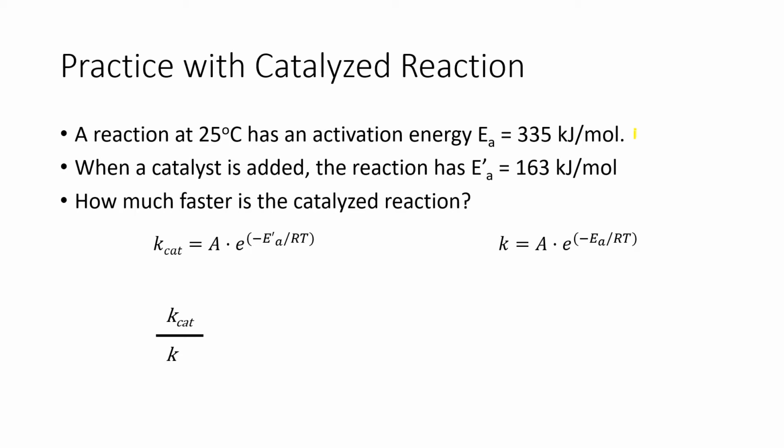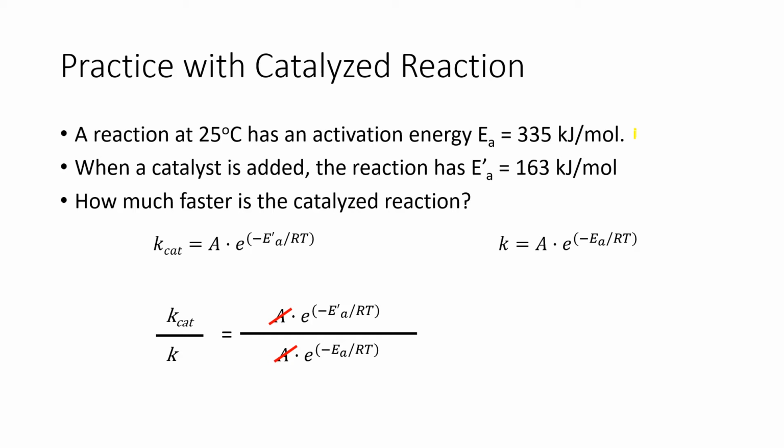And let's write out the corresponding expressions for k. So for k_cat, of course, is A times e to the power minus E prime over RT. And for k, it's A times e to the power minus E over RT, where E and E prime are the corresponding activation energies. We're going to assume that the factor A is constant, so we can cancel it out. And the rest of the expression, you should remember from algebra, right? e to the m divided by e to the n would be e to the m minus n.